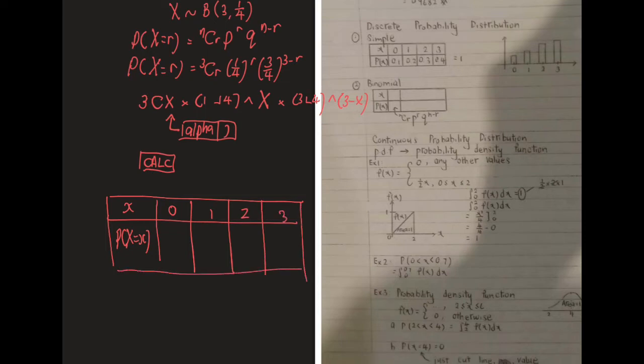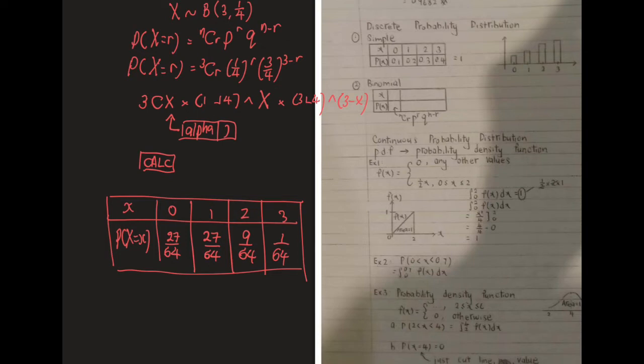Now I key in 0 in my calculator, so I get 27 over 64. They put in fraction. I key in 1, 27 over 64 again. I key in 2, 9 over 64. Then I key in 3, 1 over 64.